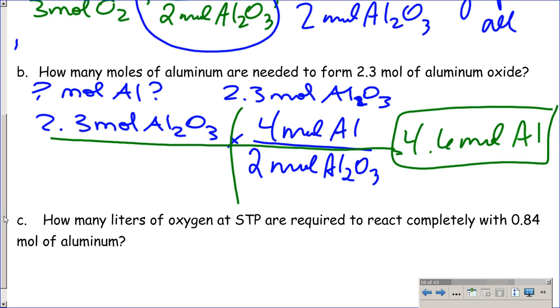Oh, sorry, good question. Somebody asked me about sig figs on the thing you did yesterday. This is a measurement. 2.3 is a measurement. It has to have sig figs. It's got 2 sig figs in this problem.